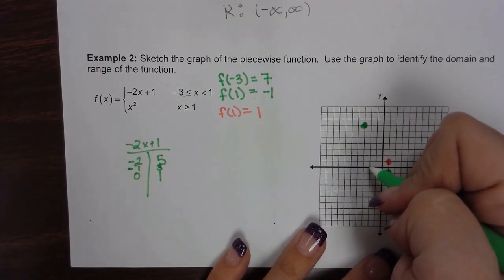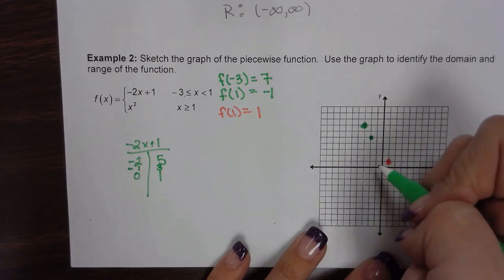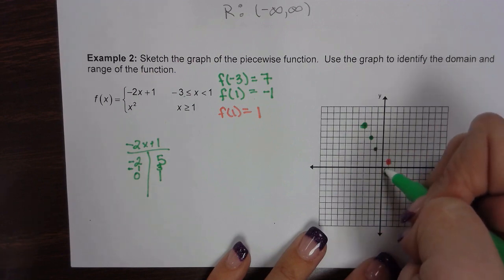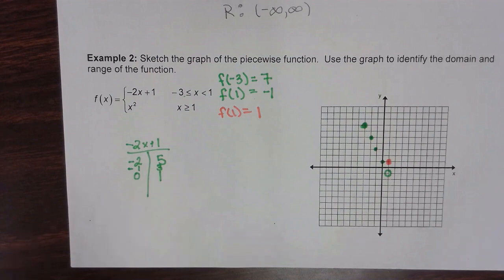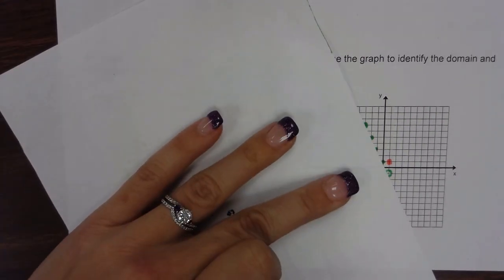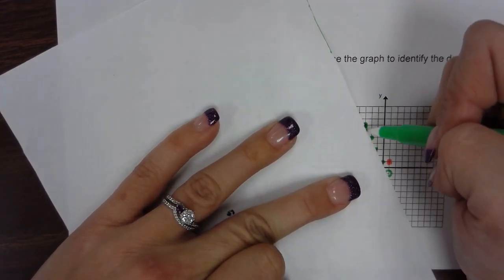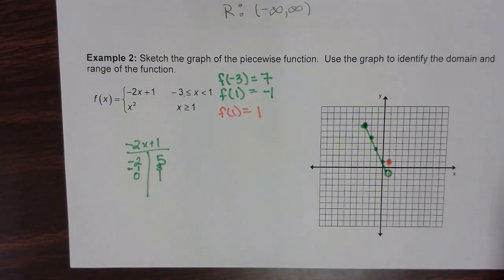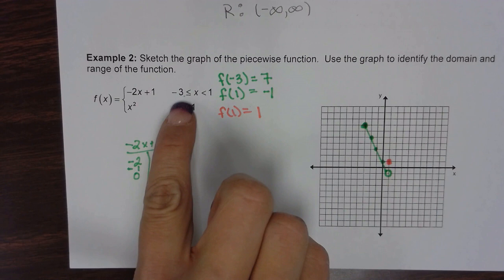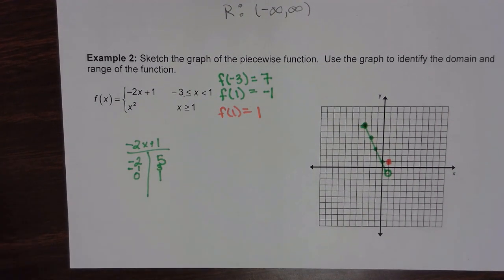Negative 2, 1, 2, 3, 4, 5. Negative 1, 1, 2, 3. And 0, 1. Let's connect. Now remember guys, we're not going on forever. It stops here. So I'm only connecting those points. I'm not putting an arrow on because it stops at -3. Okay. Let's do our x squared.